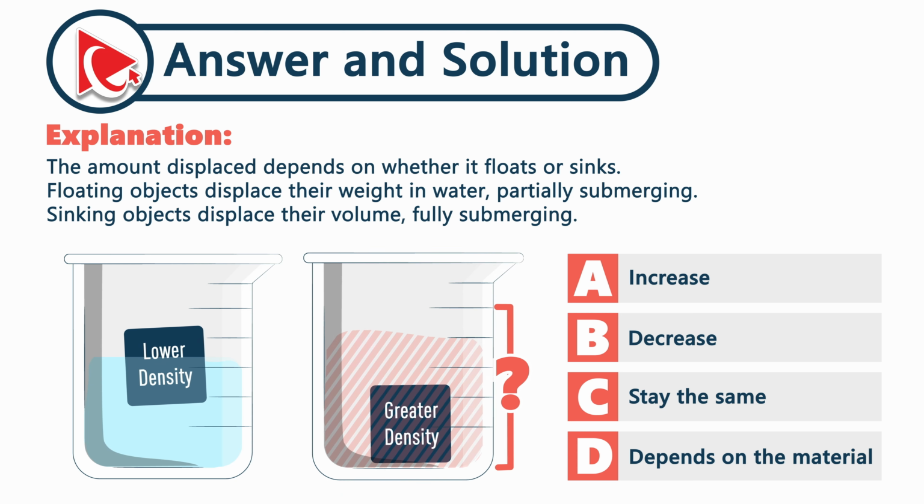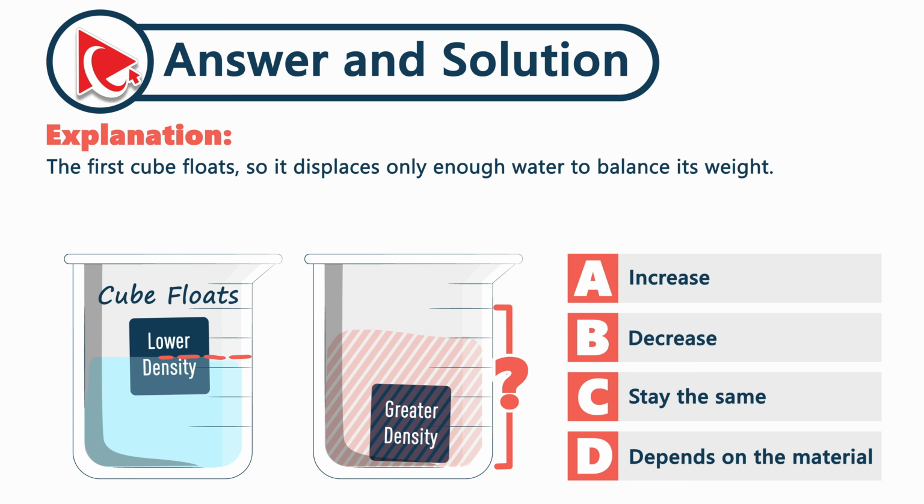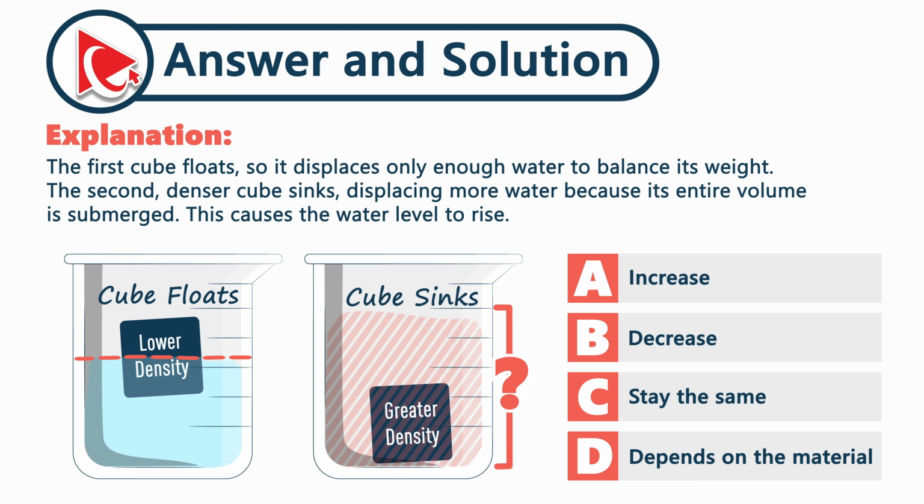We know that the second cube is higher density, so it will submerge deeper or fully submerge. So this is how we're gonna solve it. The first cube floats, so it displaces only enough water to balance its weight. The second, denser cube sinks, just because it's heavier. And the second cube will displace more water because its entire volume is submerged. Or, I guess, submerged deeper than the first cube.